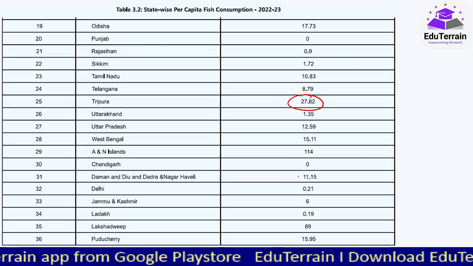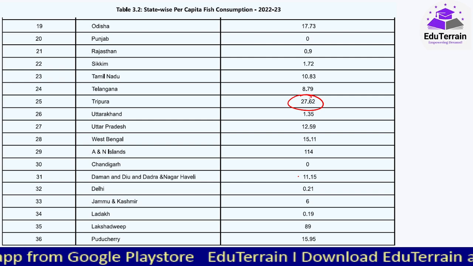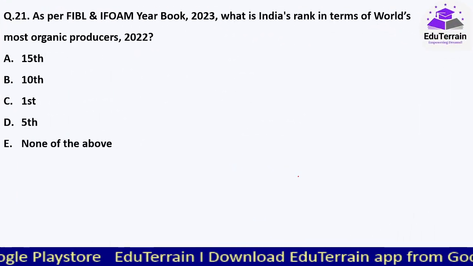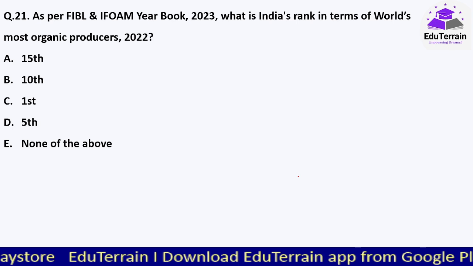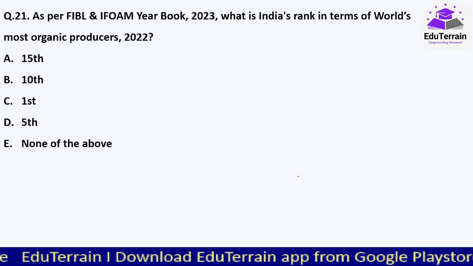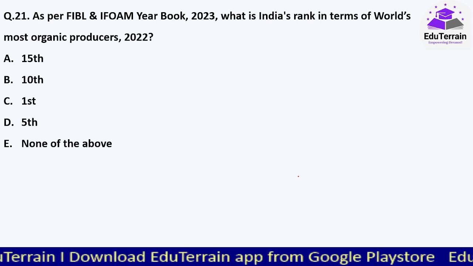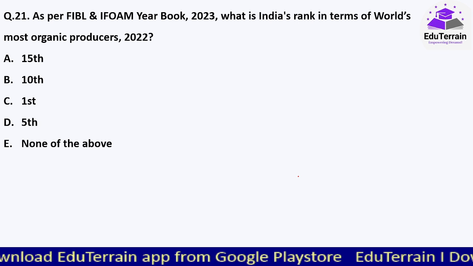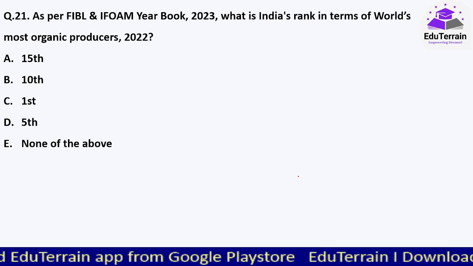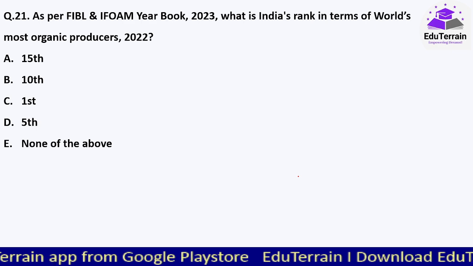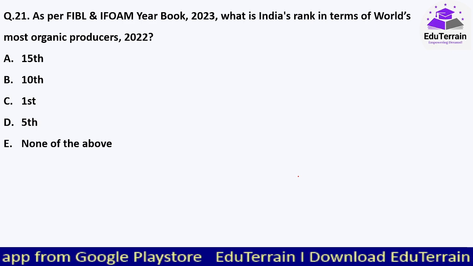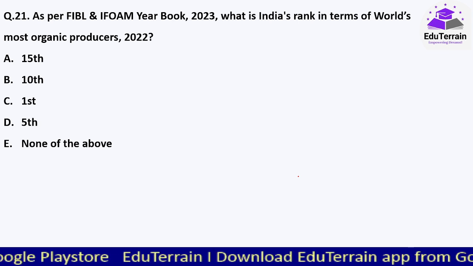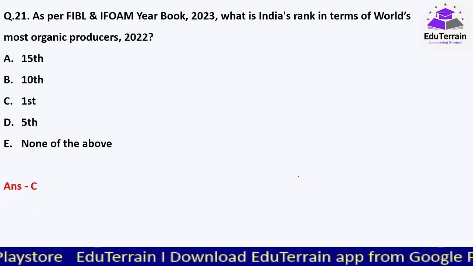Okay, now there is one data book that is released related to organic farming. As per the FiBL and IFOAM yearbook 2023, what is India's rank in terms of the world's most organic producers in the year 2022? So when we talk about the number of organic producers, India tops. India is number 1 in that.